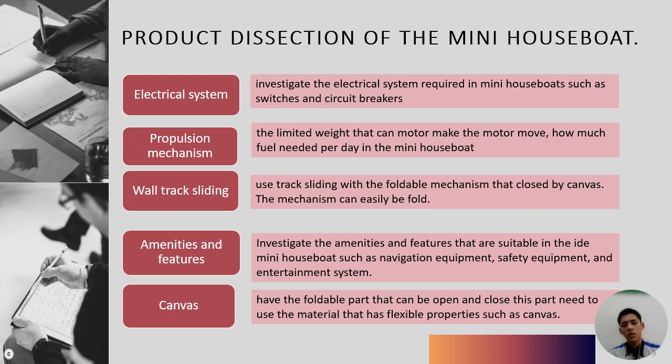After that, wall and sliding. Use sliding with a foldable mechanism that is closed by canvas. The mechanism can easily be folded. After that, amenities and fittings. Investigate the amenities and fittings that are suitable in the ideal mini houseboat, such as navigation equipment, safety equipment, and entertainment system. And finally, canvas that has a foldable part that can be opened and closed. This part needs to use a material that has flexible properties such as canvas.